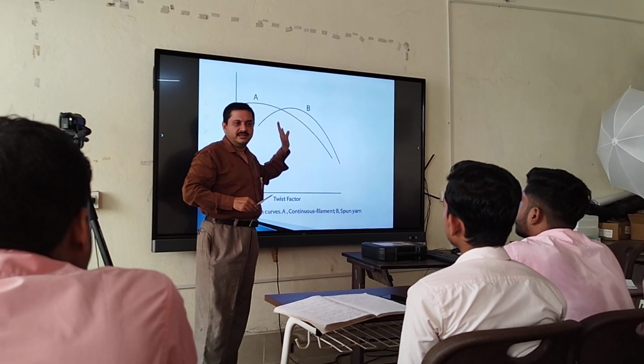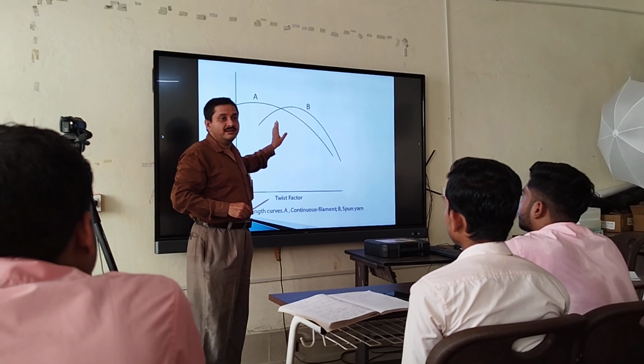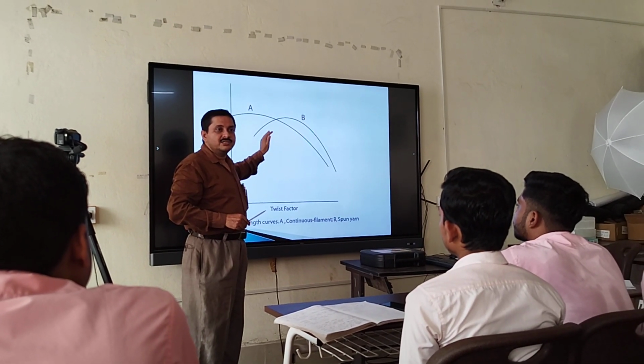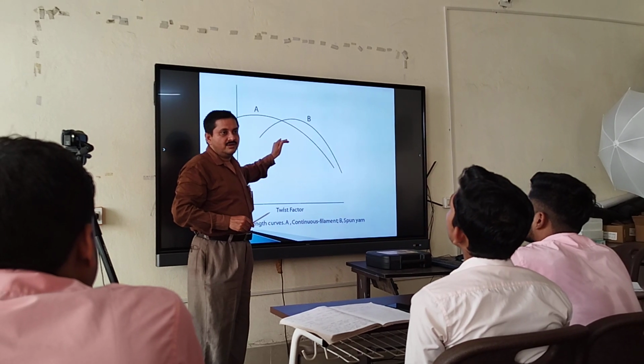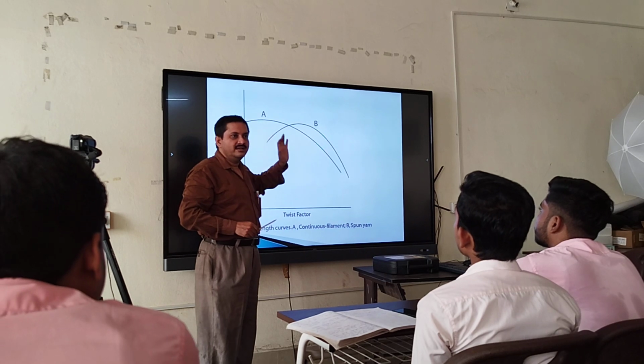This is the result. In examinations, they ask the question to graphically explain the twist-strength relationship in case of spun yarn and in case of filament yarn. I think I am clear.